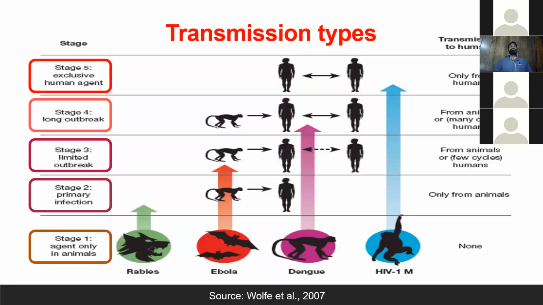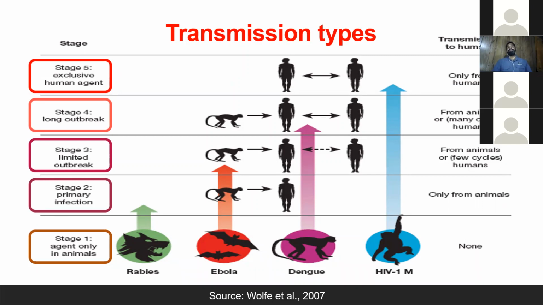And the transmission type, as we all know, has multiple stages. Agents only in animals is the first stage. The second stage is primary infection. Stage three is limited outbreak. Stage four is long outbreak. And stage five is exclusive human agent.